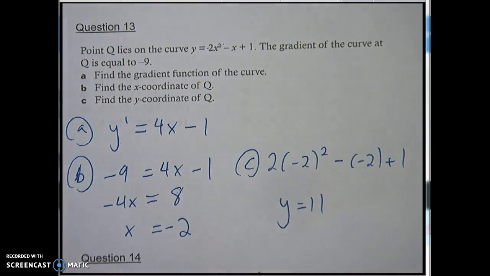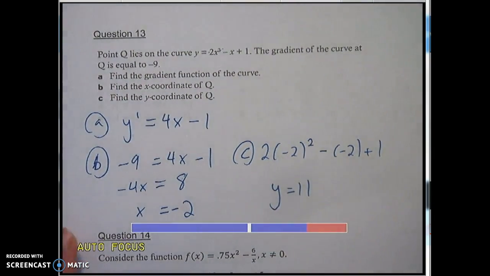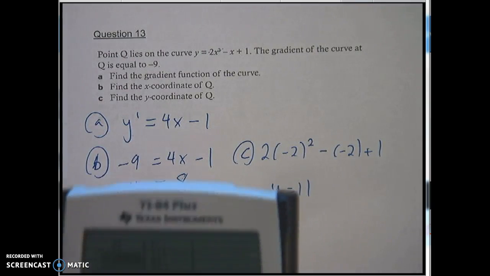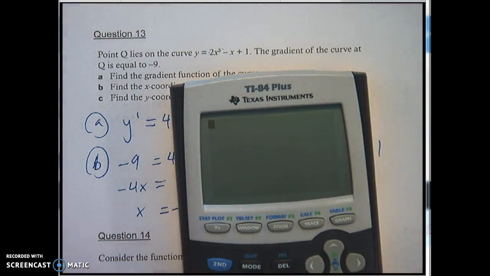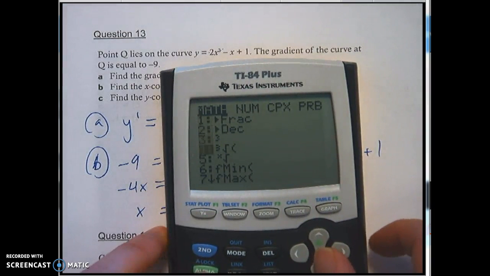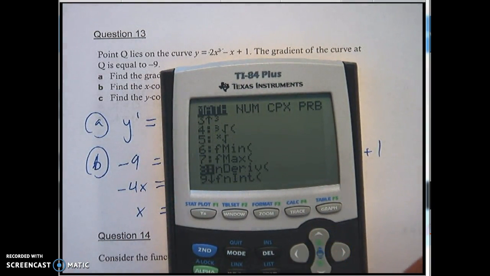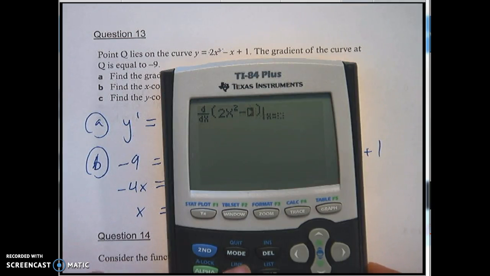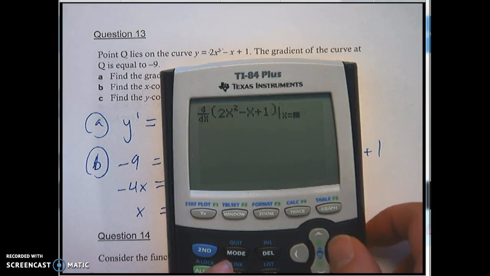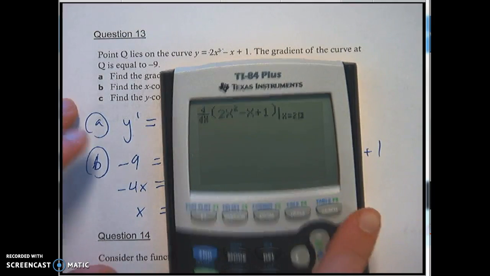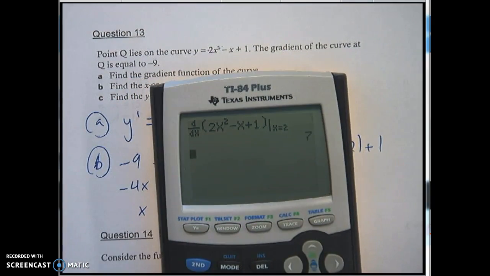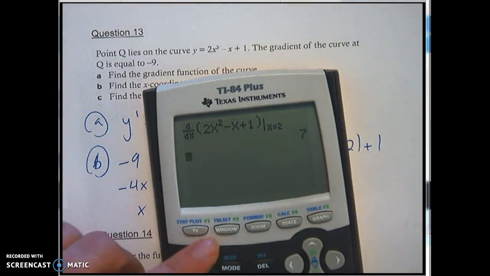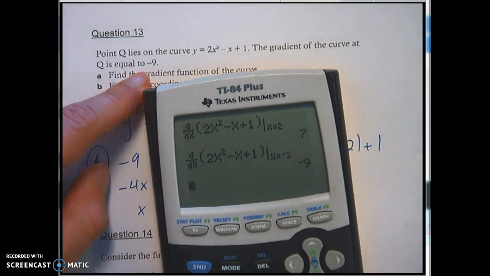Now, I'm going to show you something I didn't show you in class, a nice way to cheat. If you hit the math button and scroll down to 8, there's this nice function nderive. If you type in x, and then type our function 2x squared minus x plus 1, and where x equals -2, we should get the gradient is equal to -9. This is a nice way to double check our work. It's -2, not +2. X equals -2. There it is, -9.